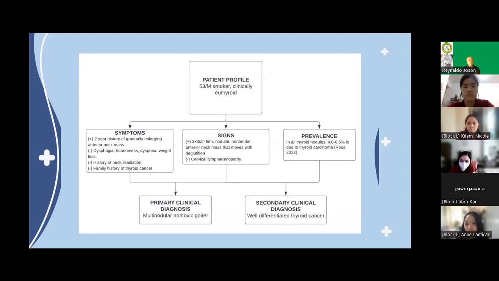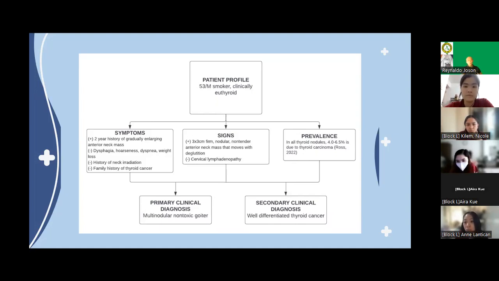This is just, again, yung slide earlier, which summarizes our approach to our clinical diagnosis po. However, di ko pa na-discuss yung prevalence. So, according to UpToDate by ROS 2022, in all thyroid nodules, there is a 4 to 6.5% risk of thyroid malignancy. So, medyo mababa lang yung percentage niya. And also, if you consult other references, I've also read sa StatPearls na yung estimate naman nila doon is around 5 to 10% of thyroid nodules are because of thyroid carcinoma. So parang around that range lang siya. Medyo mababa yung percentage niya, prevalence-wise.